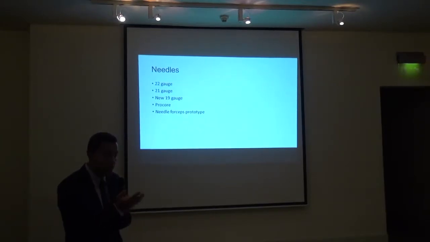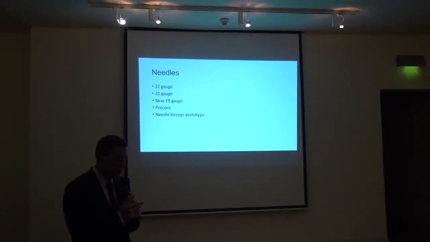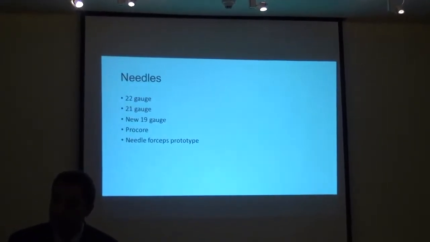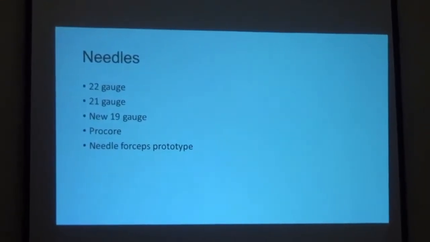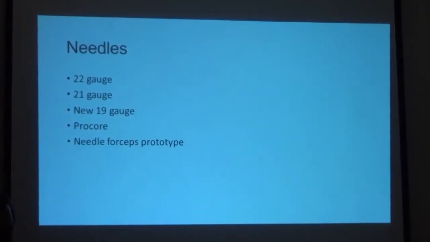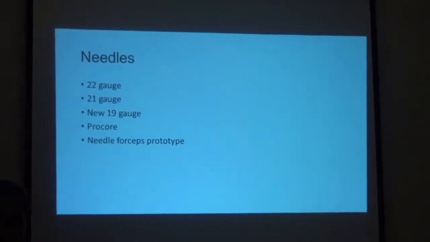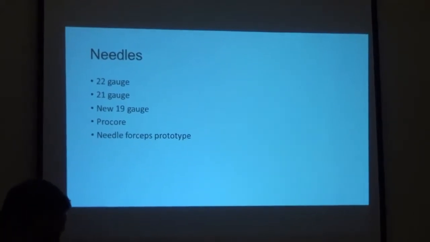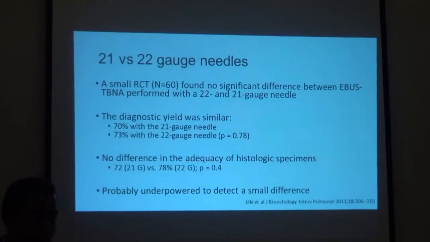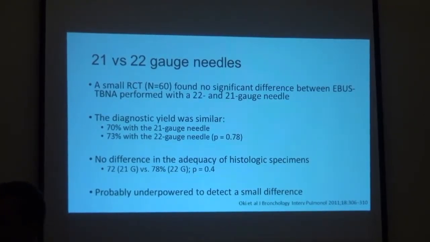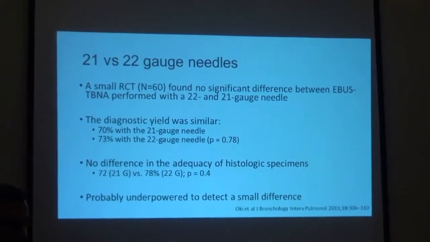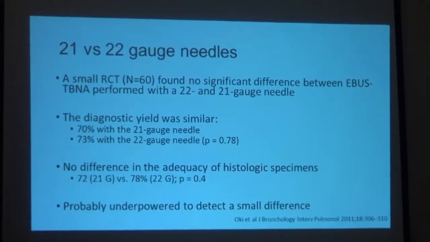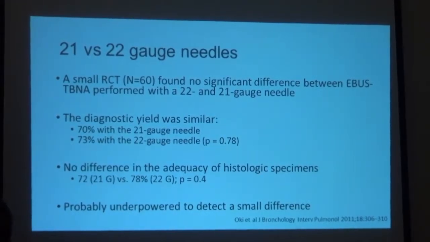It's a cytology needle. And then after that, the 21-gauge needle was developed, and very recently there's a new 19-gauge needle that was launched. There's also the Procor that's been around for a while, and there's a prototype about the needle forceps that I've never seen actually produced or launched, but there's studies on it. So when the 22-gauge needle came out, there was excitement that it would give us bigger samples. However, a couple of studies came out that showed that maybe not.